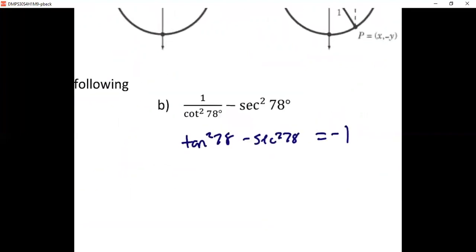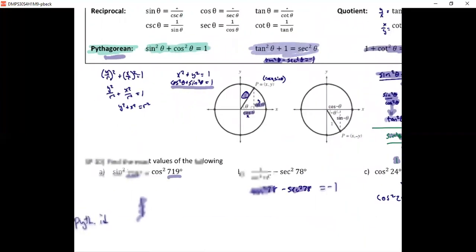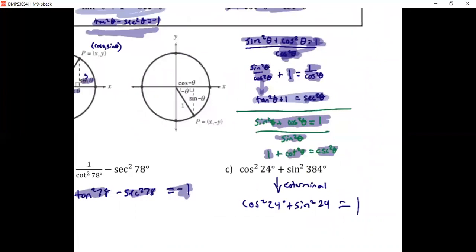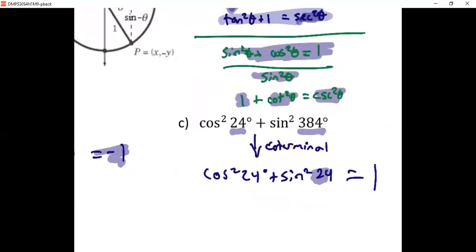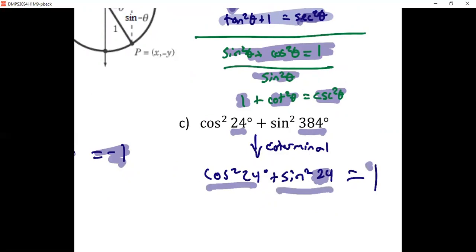For part B, 1 over cotangent squared we can write as tangent squared, and now tangent squared minus secant squared, that's where I went back up to my manipulation of that second Pythagorean identity, and I get negative 1. Cosine squared of 24 plus sine squared of 384. First thing I have to do is recognize, hey, these angles aren't the same, but they're off by 360. So using the coterminal relationship, 384 and 24 have the same sine ratio, then I have cosine squared plus sine squared, which then I know as well.